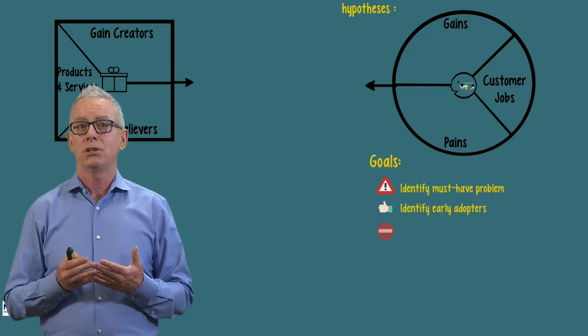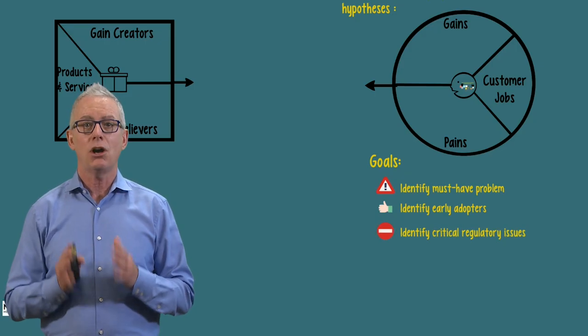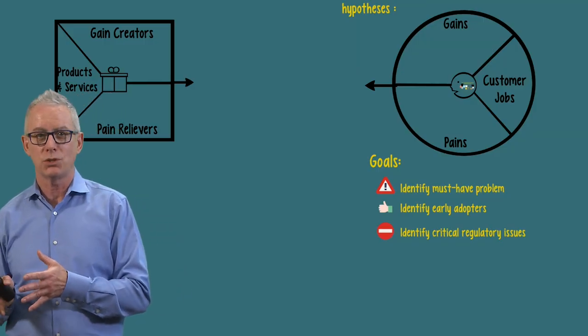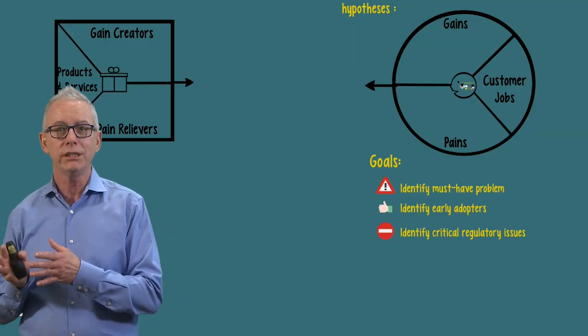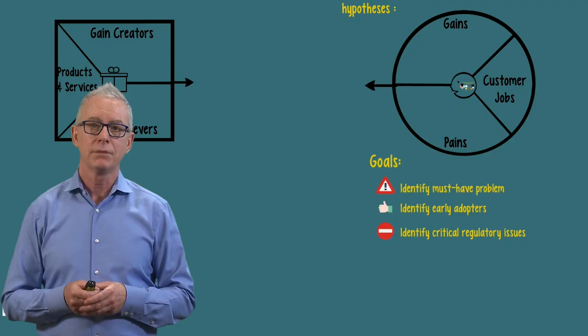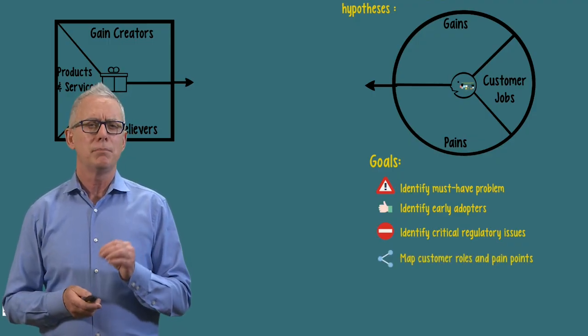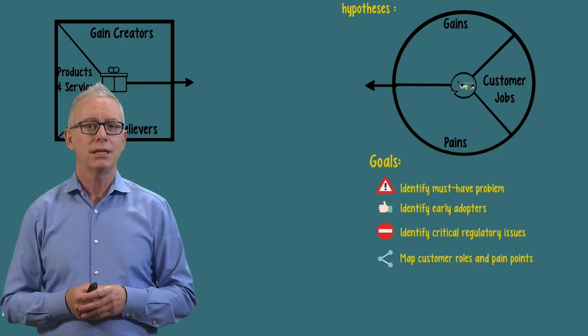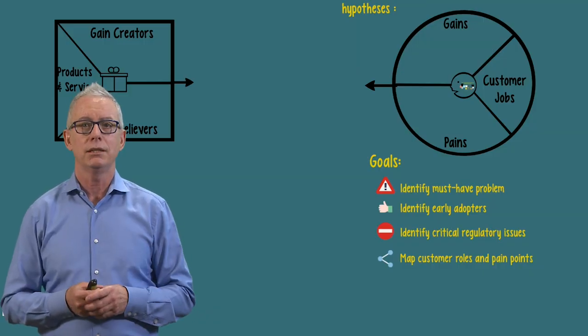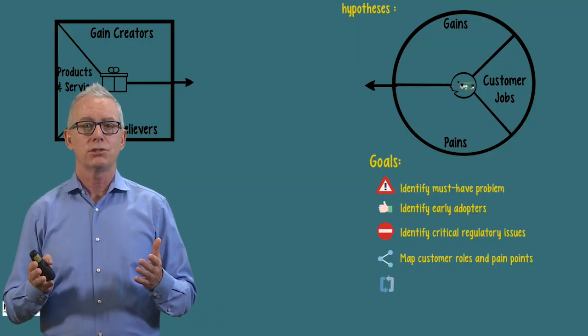You want to identify if there are any critical regulatory issues. If there are, those could become showstoppers, so you want to understand them early and figure out how to navigate them. And identify those multiple customer roles, as well as make your hypotheses about what they care about so you can go test that. And certainly you want to understand the alternatives.